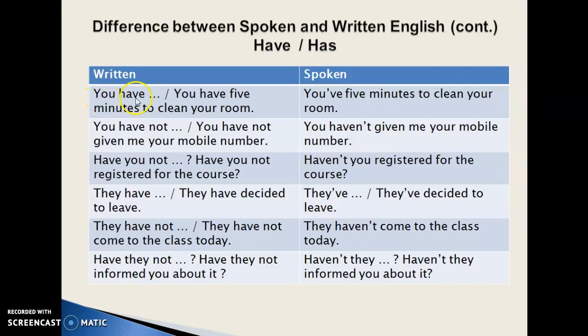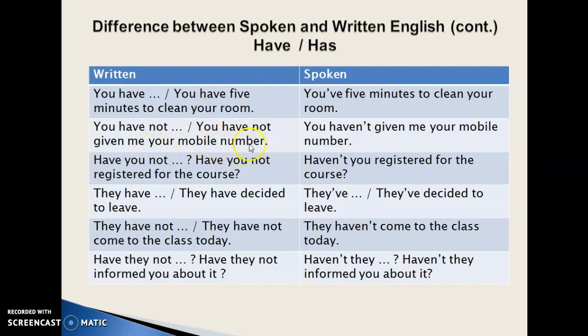You have. You have 5 minutes to clean your room. You have not. You have not given me your mobile number.